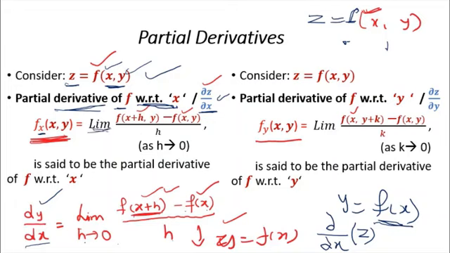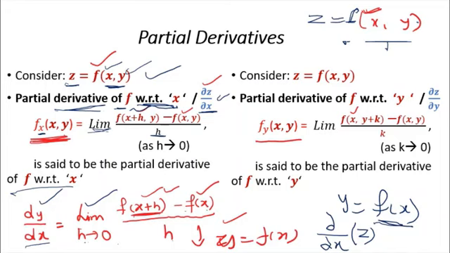Then it is the same as the limit, how you defined the ordinary derivative. The limit of what function? f(x, y), and you are differentiating with respect to x. That means there is a change in only x. y is considered a constant. There is no change in y. So you write (f(x + h, y) - f(x, y))/h, where h is the change in the x value, as h tends to 0. This is said to be the partial derivative of f with respect to x.